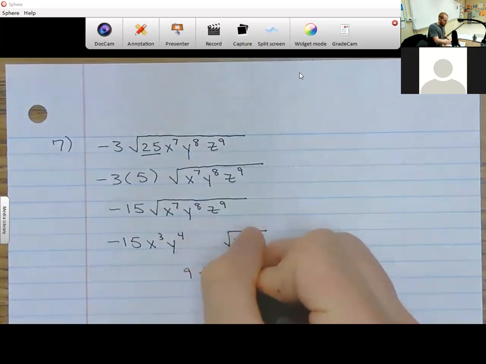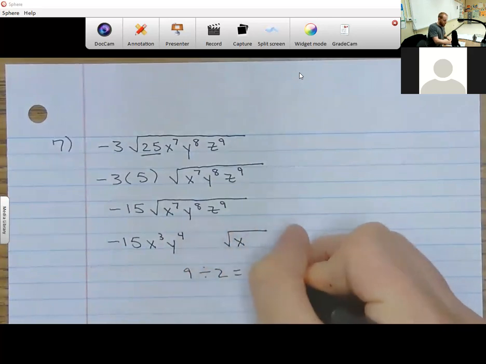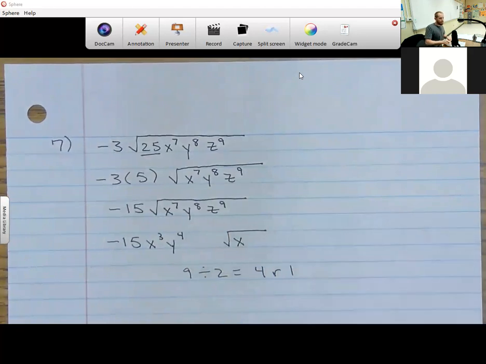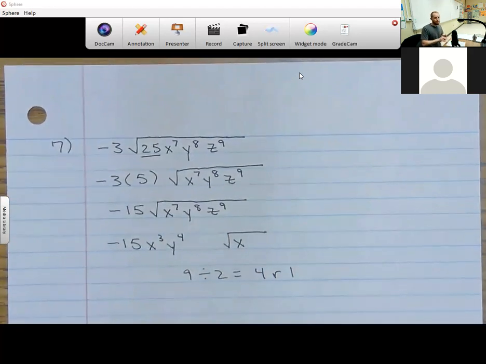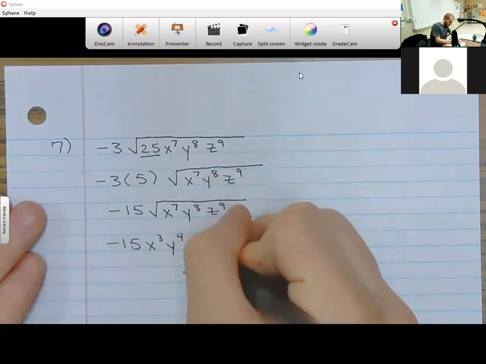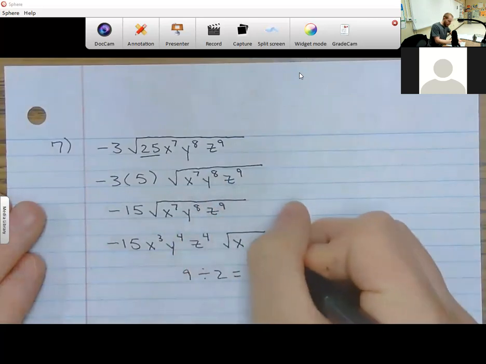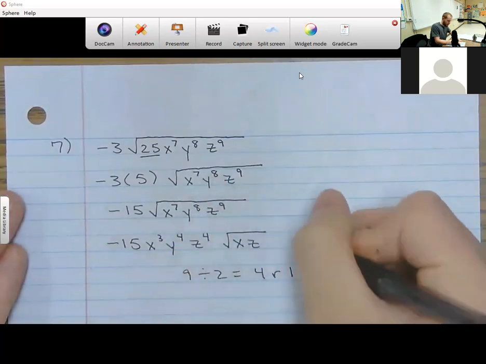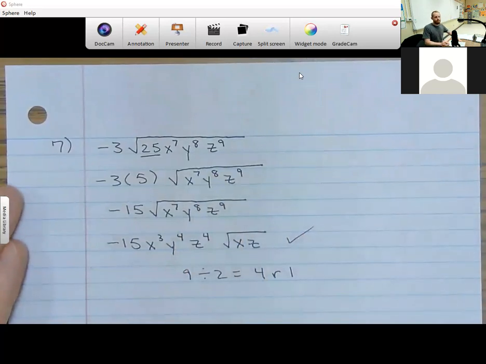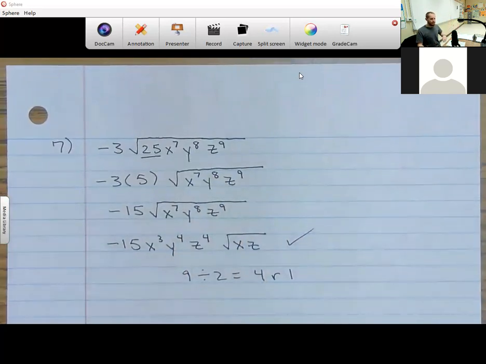9 divided by 2 is going to be 4 remainder 1. So I can take out 4 z's, but I have to leave 1 under the radical. It only makes sense, right? So I can take out 4 z's, but I have to leave 1 of them left under the radical. And I'm done. That's my answer. There's nothing left that I can take out, right?